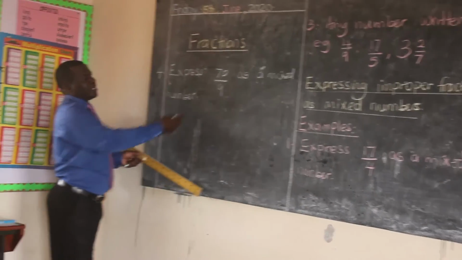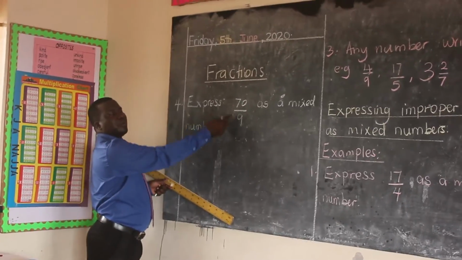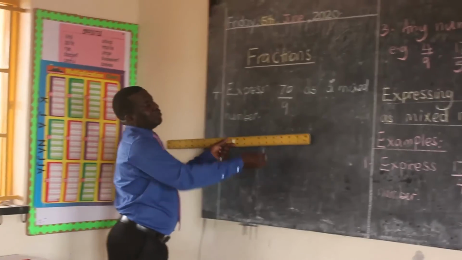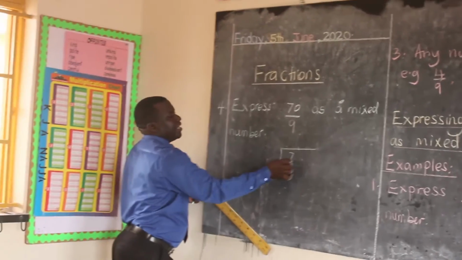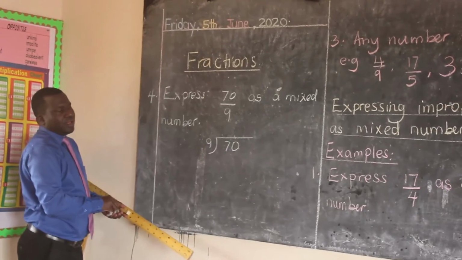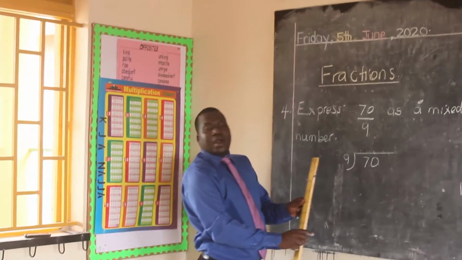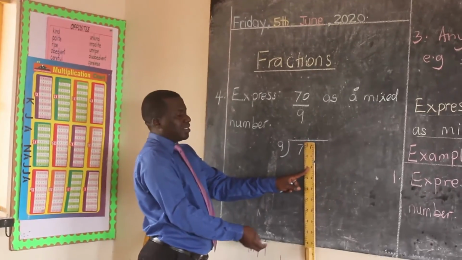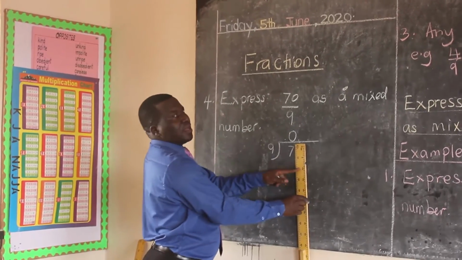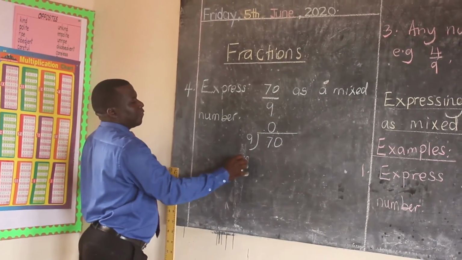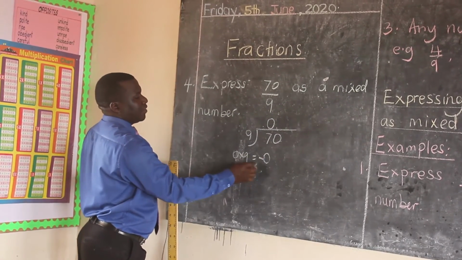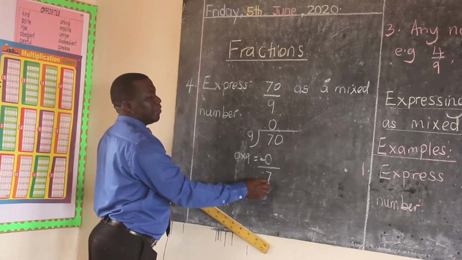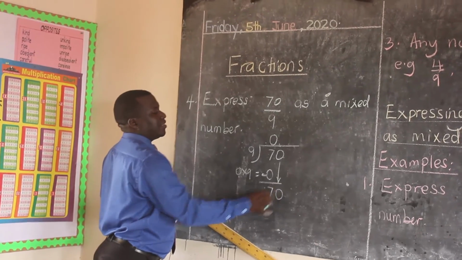As you see, 70 out of 9 is an improper fraction because the numerator is bigger than the denominator. So we shall carry out our long division. 70 divided by 9. Follow the order. So we are going to have first 7. And 7 divided by 9 is impossible. So we shall put there 0. And what is 0 times 9? You get 0. When you subtract 7 minus 0, you get 7. Pull down your 0, it becomes 70.